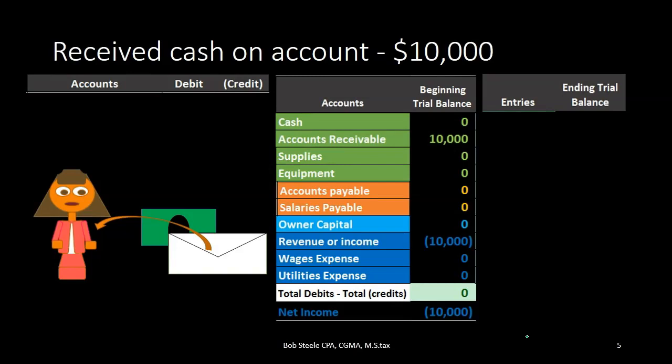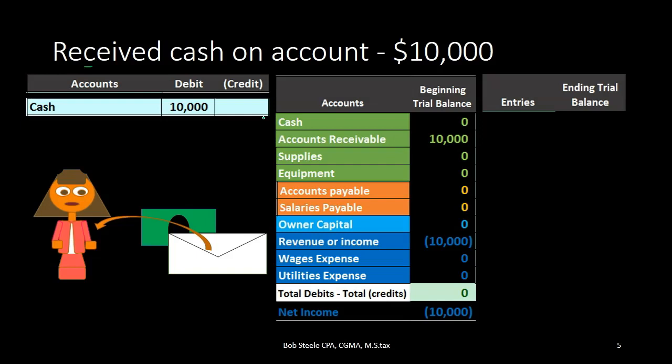First question we're going to ask, is cash affected? We're going to say yes. We're going to say received cash. Is it going up or down? Up. Keyword received. How do we make something go up? We do the same thing to it as its normal balance, which in this case would be a debit to an asset account which has a debit normal balance, increasing cash.